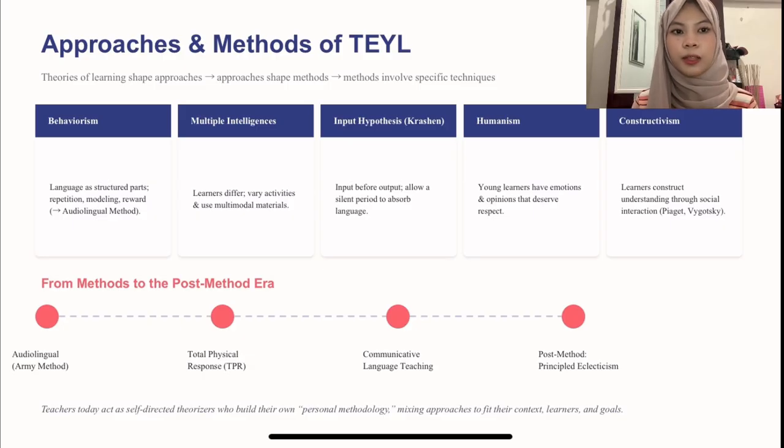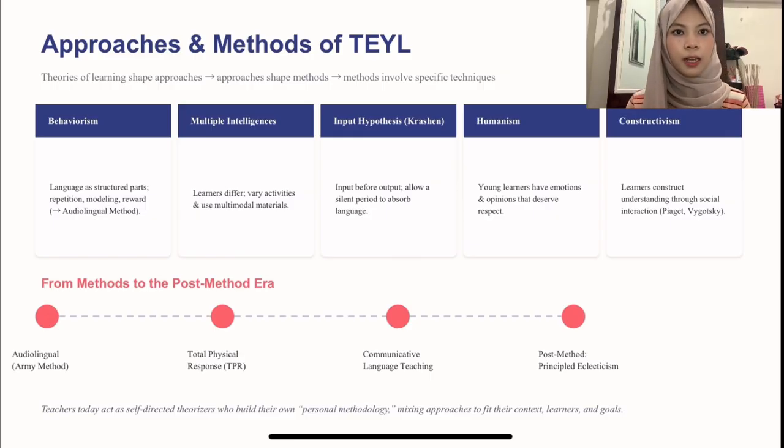And Krashen's input hypothesis says input comes before output, and children need a silent period to observe language before speaking. And humanism reminds us young learners have real emotions and opinions that deserve respect. And constructivism, based on Piaget and Vygotsky, says learners construct their own understanding through social interaction.